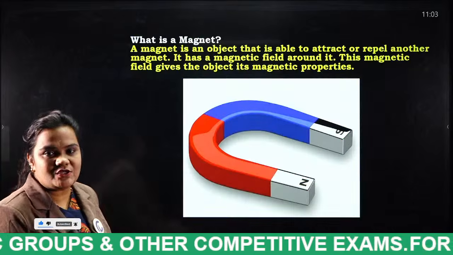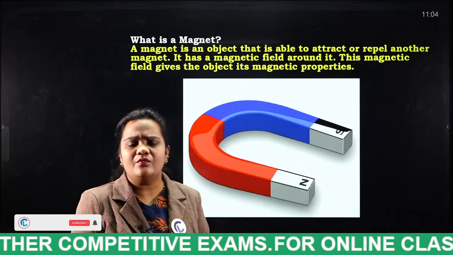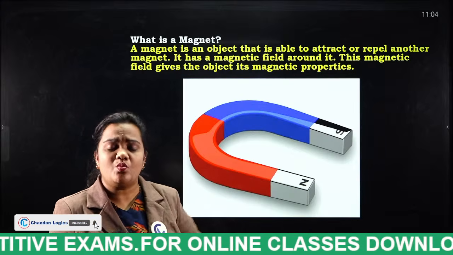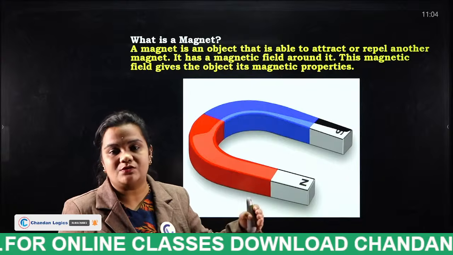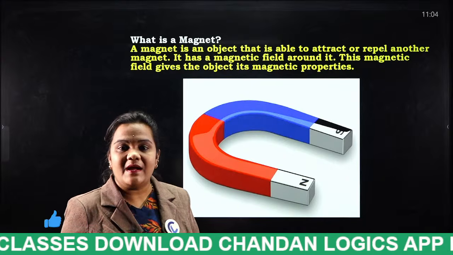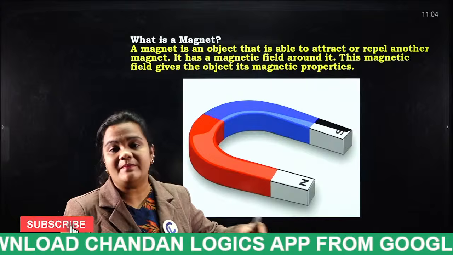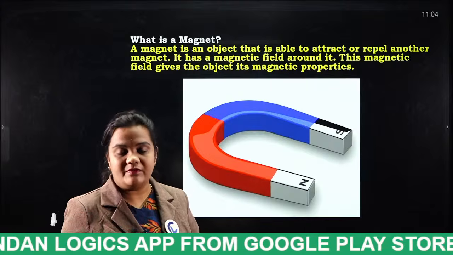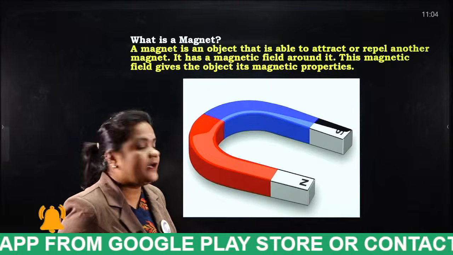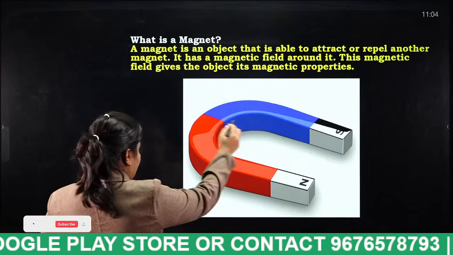What is a magnet actually? In general, we all know what a magnet is. So what happens in the magnet, and what properties does it exhibit? We are going to discuss that in this session. What is a magnet, students?